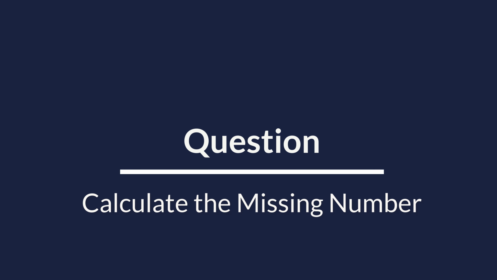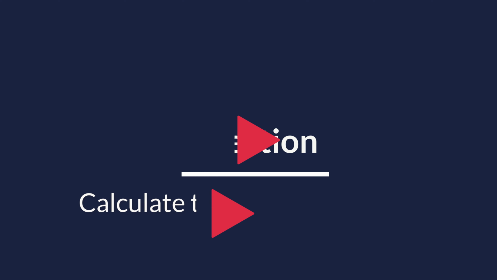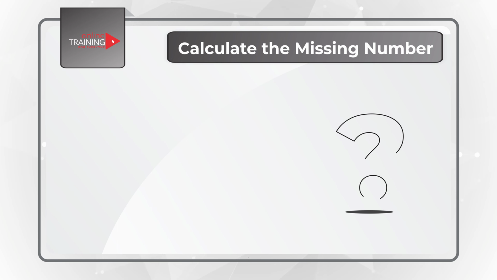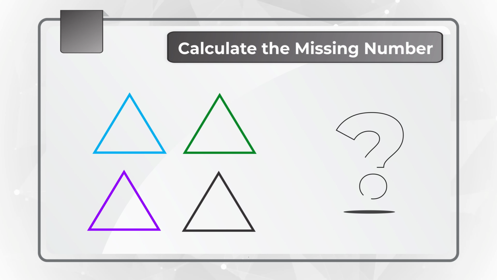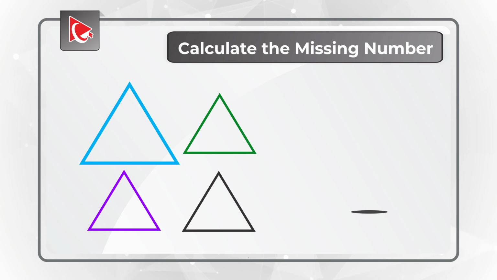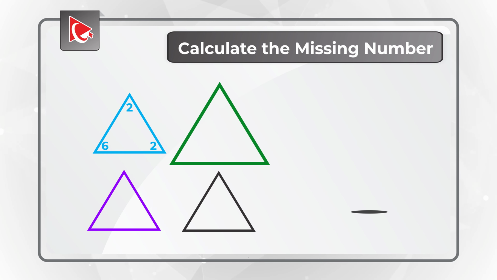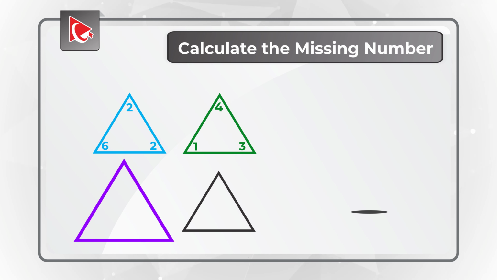Here's the famous 4-triangle question you regularly observe in the test. You need to calculate the missing number, which is represented by the question mark. You're presented with 4 different triangles. Each triangle is of a different color. The first, bottom left corner blue triangle has numbers in the corners 2, 2, and 6. The green triangle next to it in the upper right corner has numbers 4, 3, and 1. The purple triangle in the bottom left corner has numbers 3, 5, and 2.